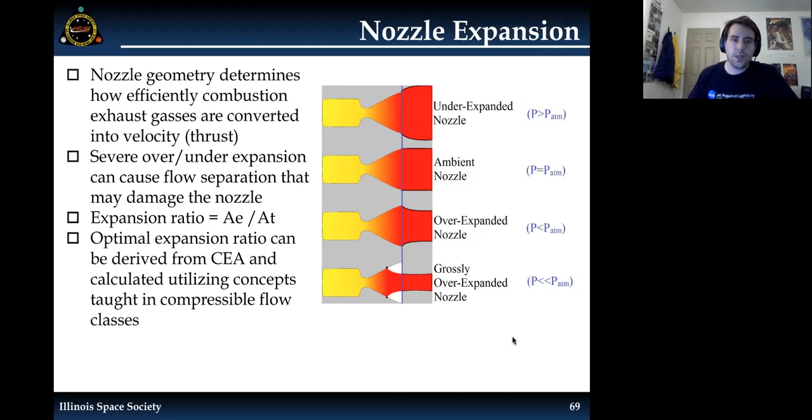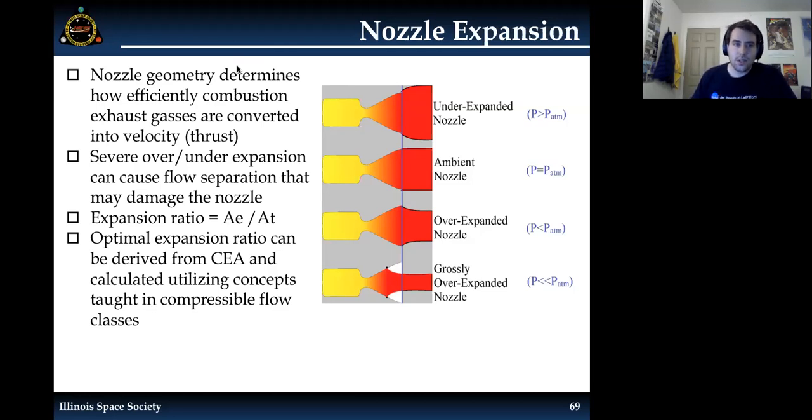So I mentioned expansion ratio, and that's the ratio between the area at the exit of the nozzle and the area at the throat. The throat, again, I meant to say this before, is the area with the smallest area, which would be right here, and then your exit would be where this line is denoted, which is just the end of your nozzle.